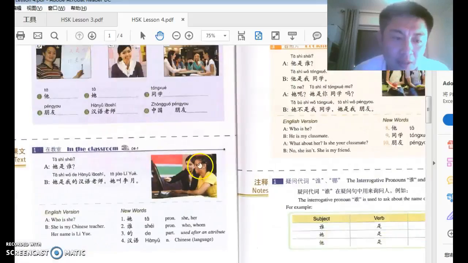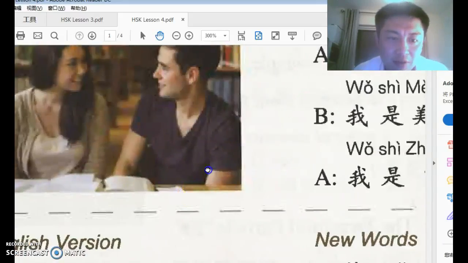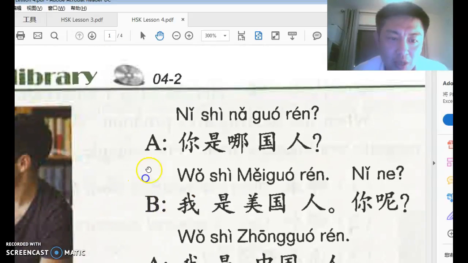Very pretty name. And then let's look at the second conversation, which A starts 你是哪国人? We have learned 你是中国人, right? And here we have 你是哪国人? So obviously 中 was missing. That's your Chinese person. 中 is missing and replaced by 哪.